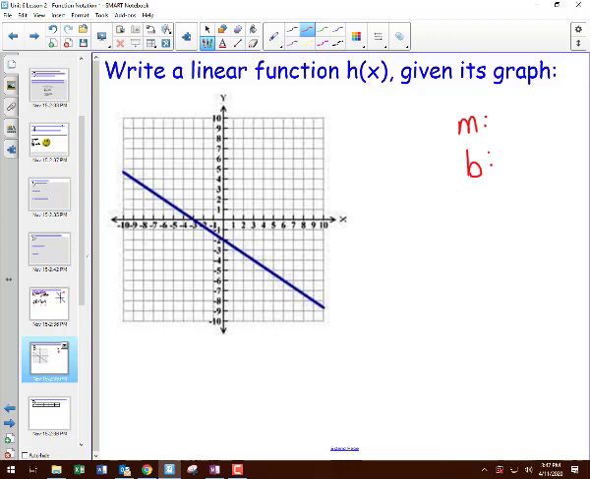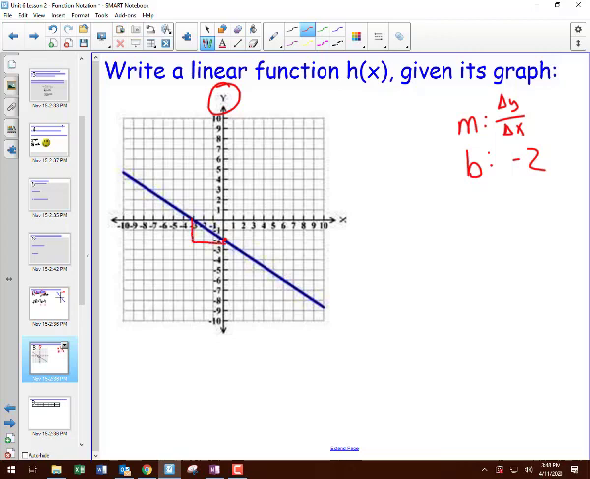Now b is probably the easier one to start with because it's simply where it crosses the y-axis. Looks like it crosses right here. So our b is going to be negative 2. Now, to find the slope, that's always going to be the change in the y's over the change in the x's. Or you can look at this line. And remember, lines we always read left to right.